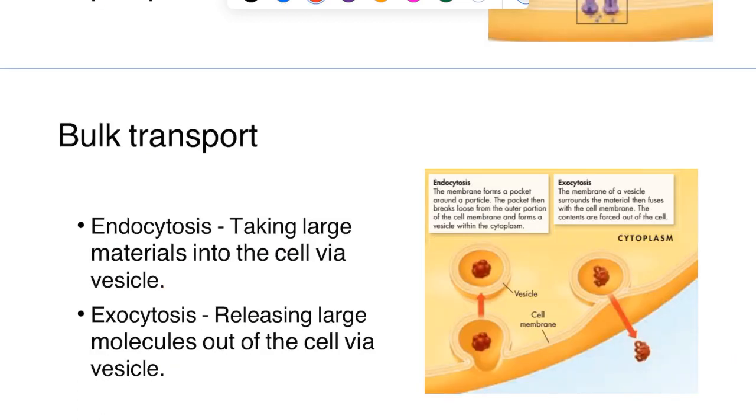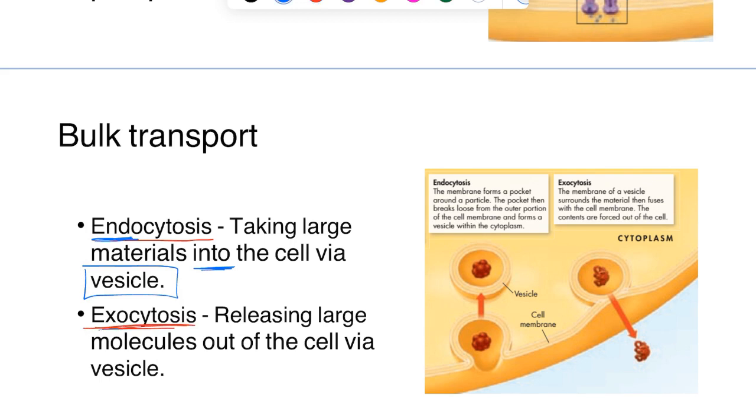So let's look at some ways that cells can bulk transport things into and out of the cell. So first, let's look at endocytosis. Endocytosis, I want you to focus on the endocytosis, is how cells take large materials into the cell. And just like we talked about when we were discussing proteins moving throughout the cell, our mode of transport is going to be using an organelle called a vesicle. The opposite of endocytosis would be exocytosis.